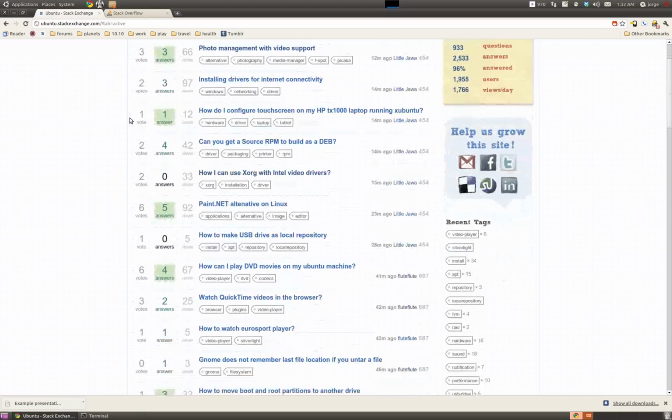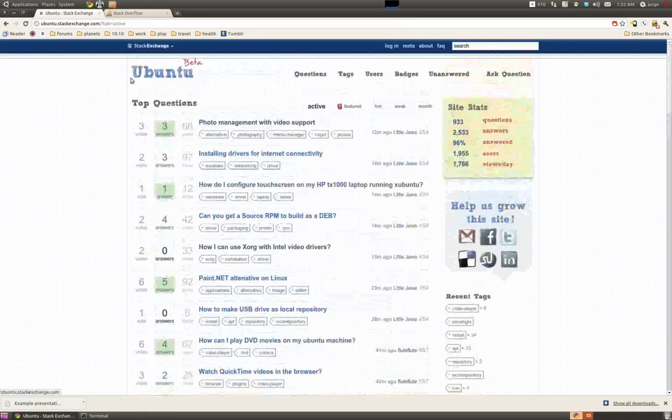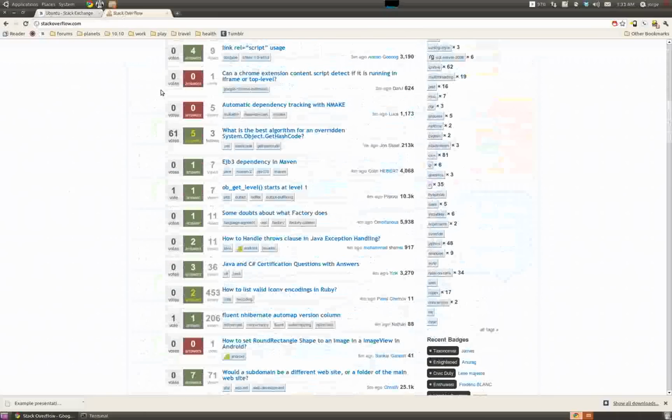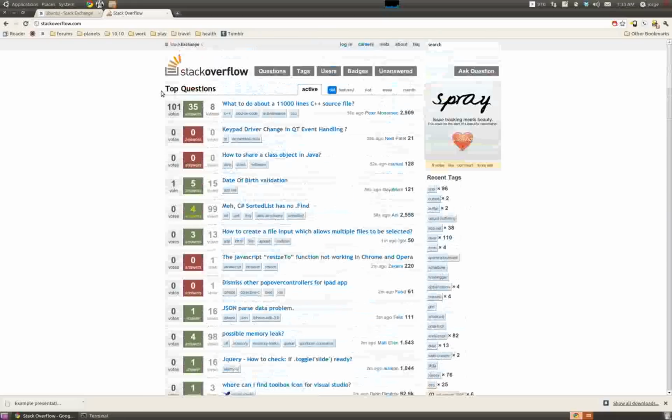So, first things first, the URL is going to be ubuntu.stackexchange.com. The current theme looks very drafty because we're currently in beta, so the site isn't finished yet. Ubuntu runs on the Stack Engine, which runs Stack Overflow, part of the Stack Exchange network. Here's what a finished site looks like.